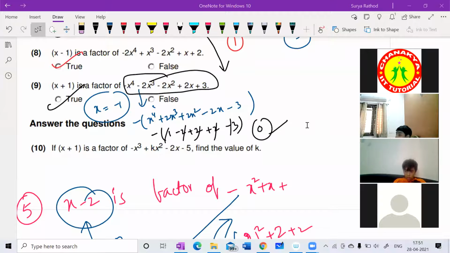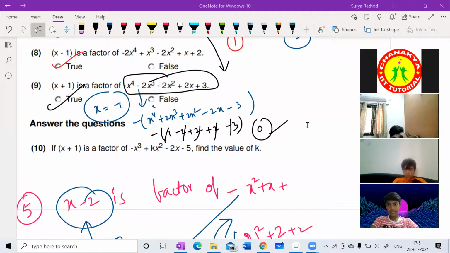Kavya Singhal. It's single. Okay. 10th question.